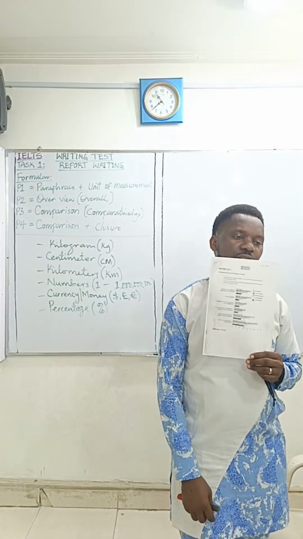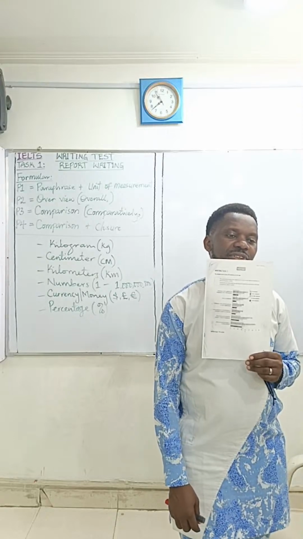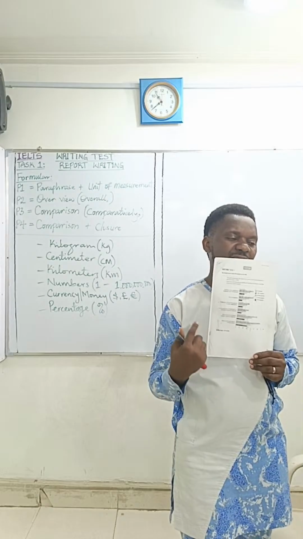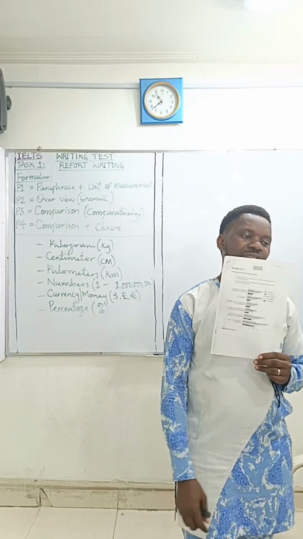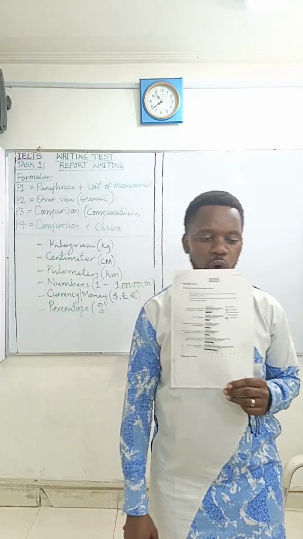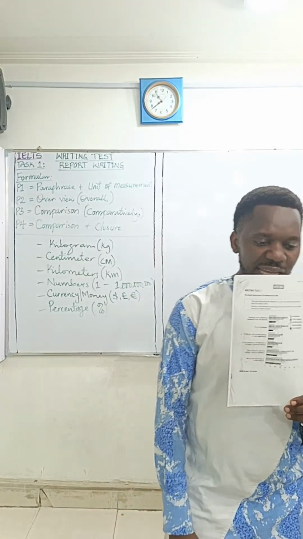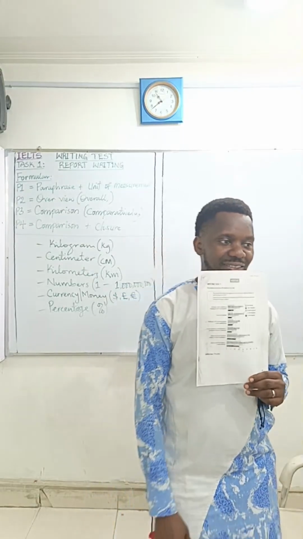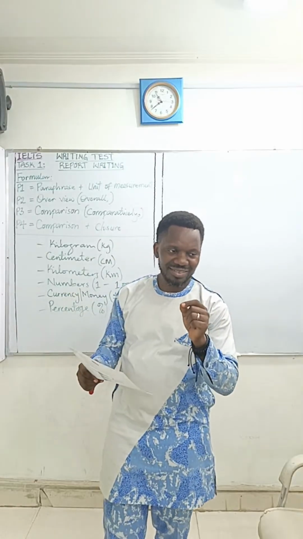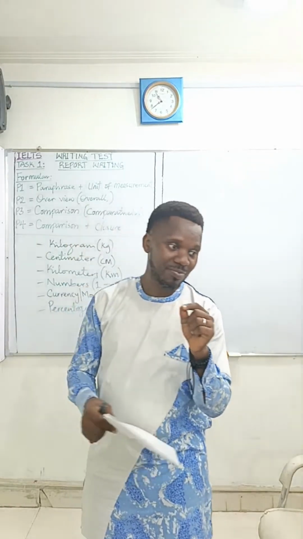If it is a chart, it may be written below the chart or at the top left-hand side of the chart. So you need to be very observant. You need to look intently to locate the unit of measurement. This is clear?